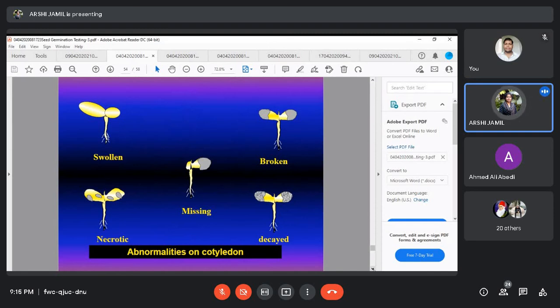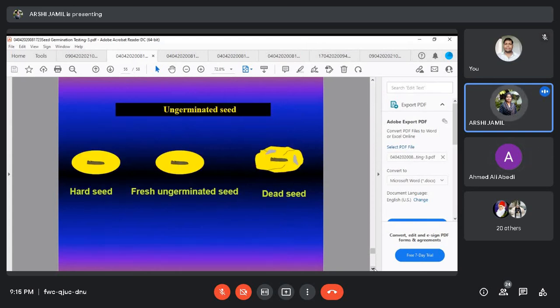One cotyledon has swelled too much, and the other cotyledon is not swelling at all. In the next figure you can see the cotyledon has been broken or has decayed, showing some sort of necrotic spots, or one of the cotyledons is missing. So these are some of the abnormalities.